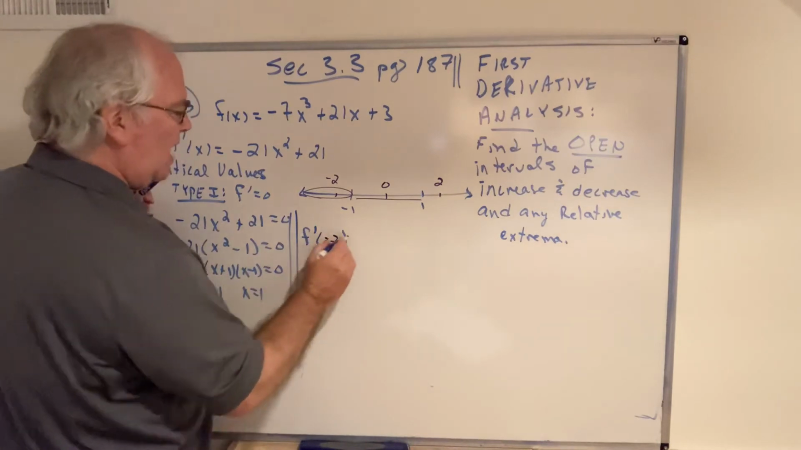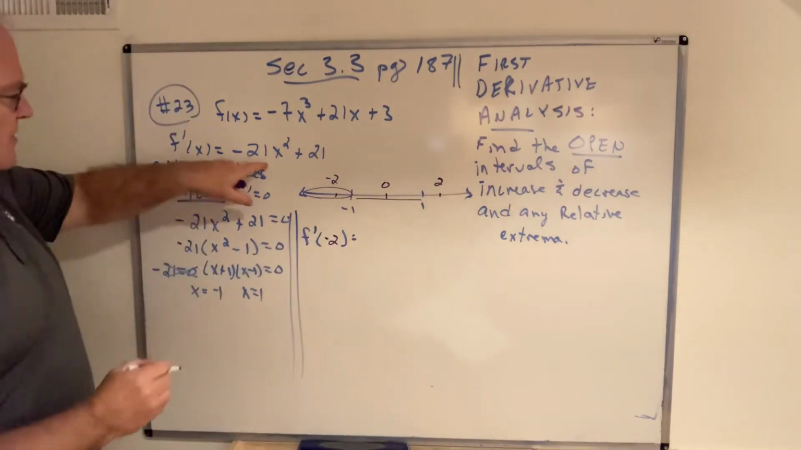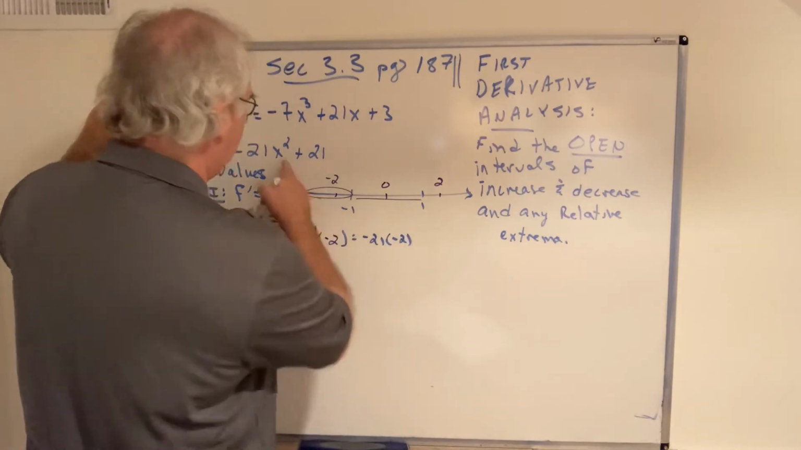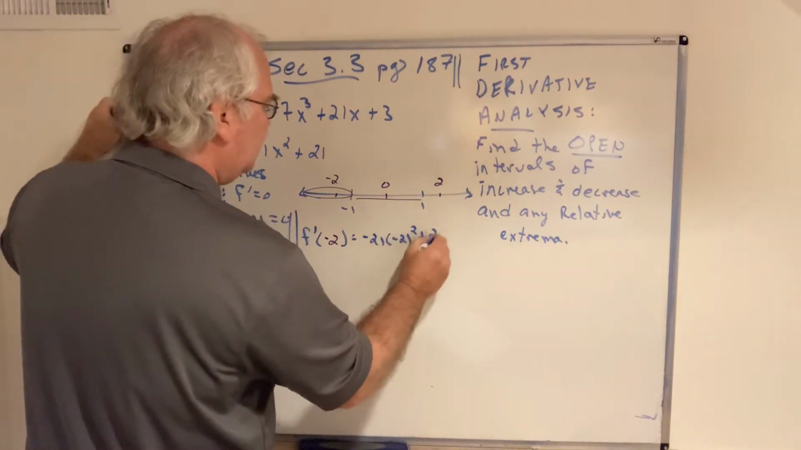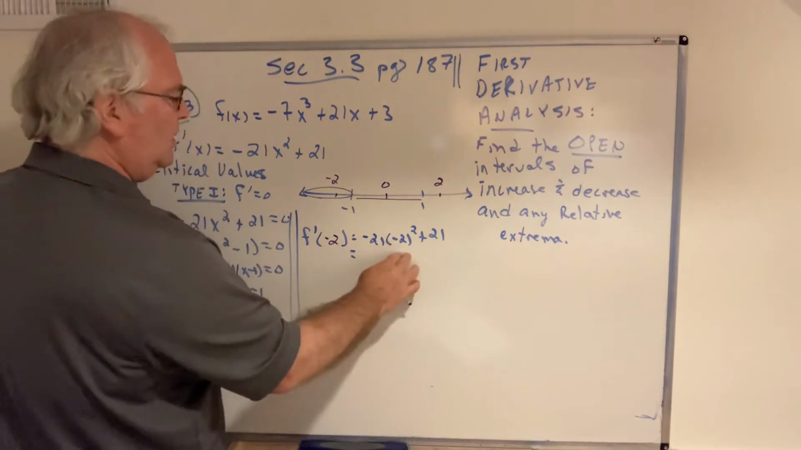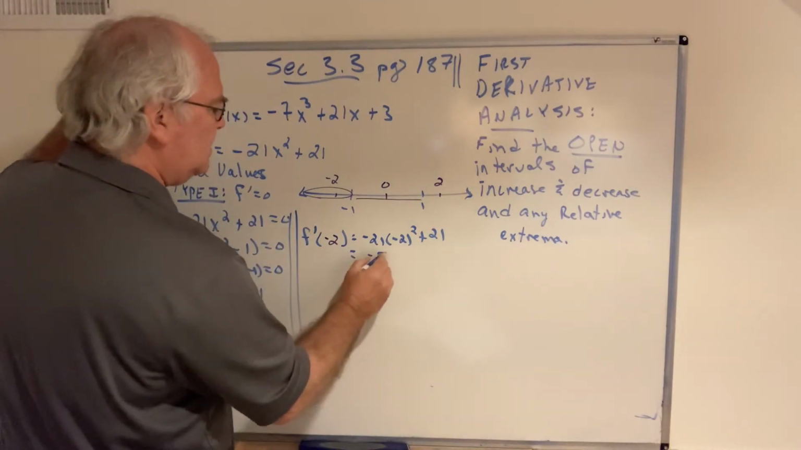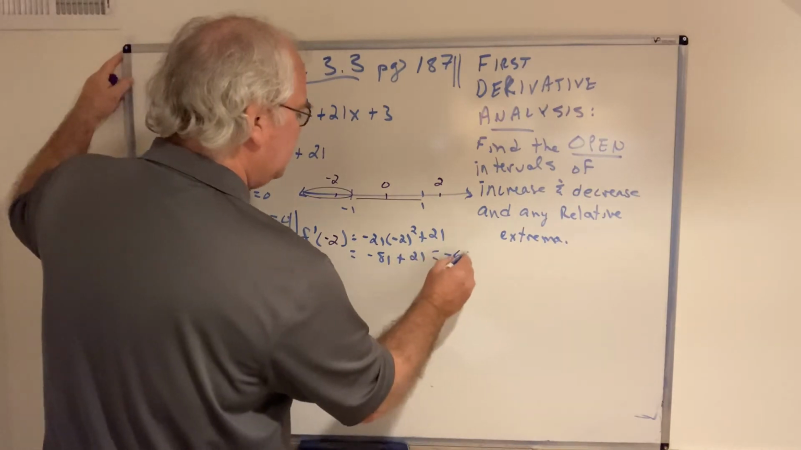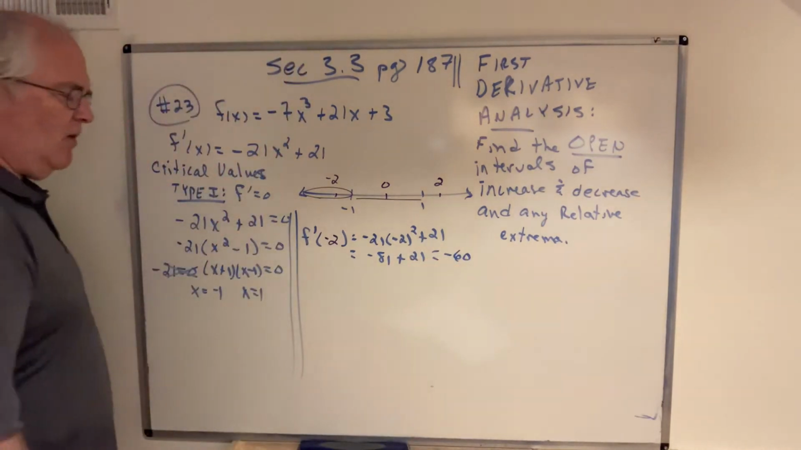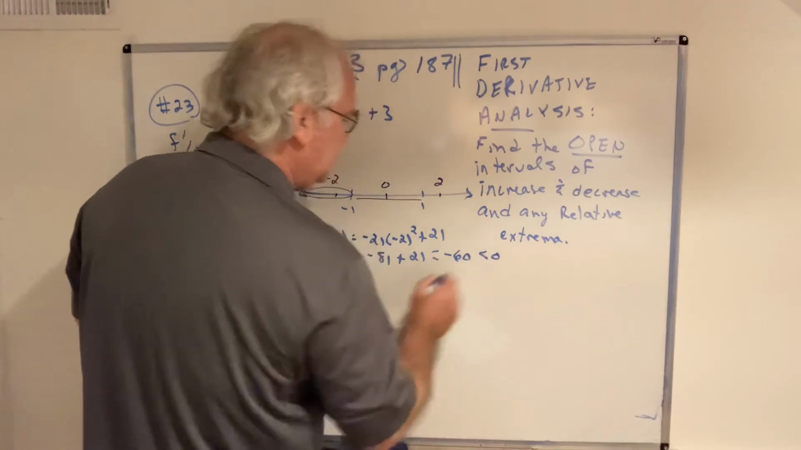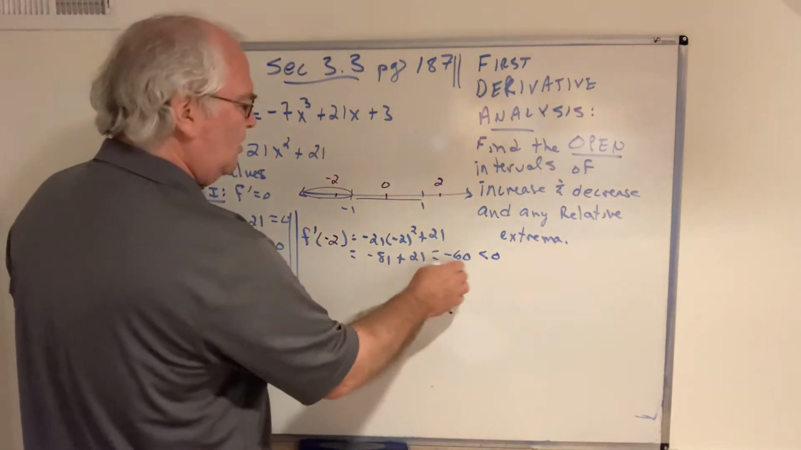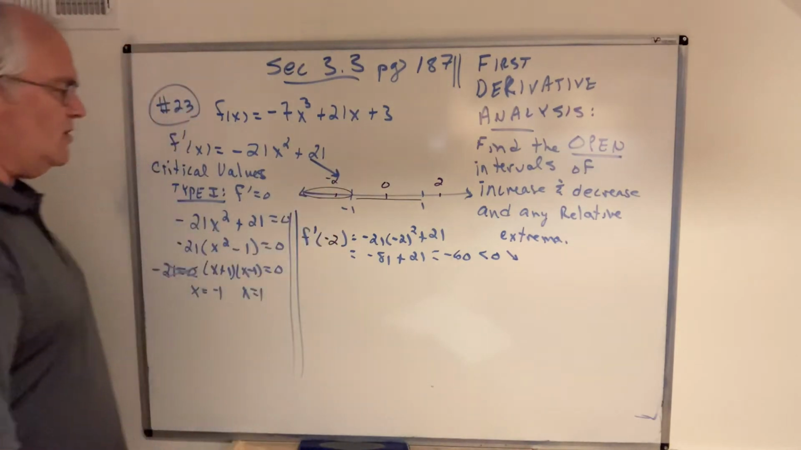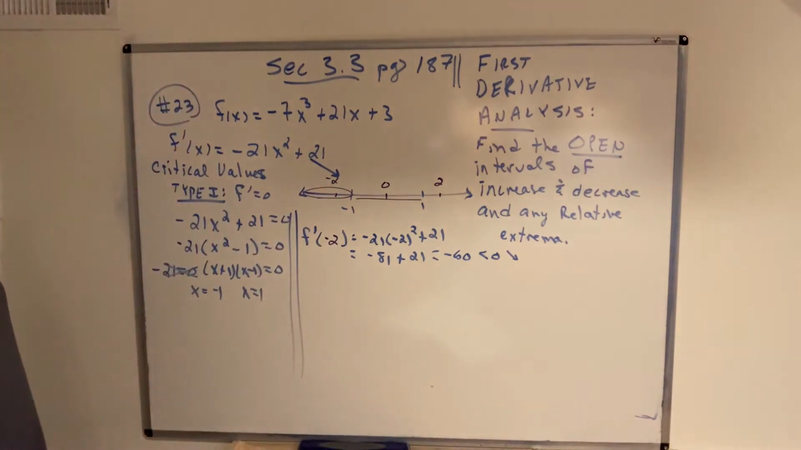So we have f prime of negative 2. F prime is right here. So that's negative 21 times negative 2 squared plus 21. That's negative 21 times 4, which is negative 84, plus 21. That's negative 63. The exact number is not what's important. It's the fact that it's less than 0 that is important. So on that interval, the function is decreasing. So this curve is decreasing on that interval.